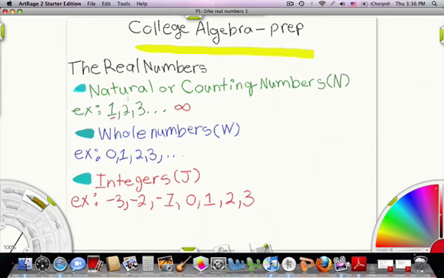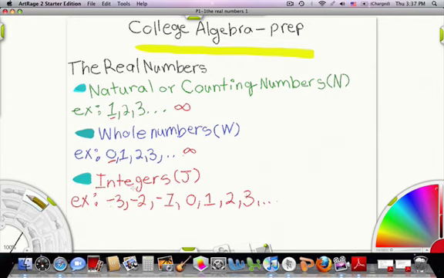Whole numbers are pretty much natural numbers, but instead of starting at 1, we start at 0. So whole numbers start at 0 and go 1, 2, 3, 4, 5, 6, all the way into infinity. Integers are like whole numbers, starting at 0 and going on to positive infinity, but they also go in the opposite, negative direction: negative 1, negative 2, negative 3, and on to negative infinity.